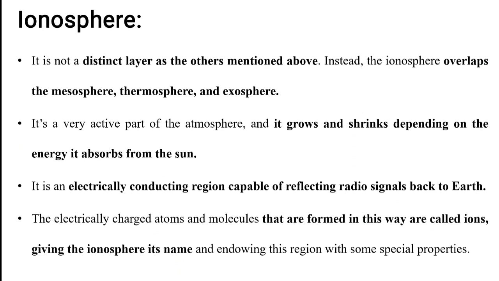Then ionosphere. It is not a distinct layer. Instead, ionosphere overlaps the mesosphere, thermosphere and exosphere. It is a very active part of atmosphere and grows and shrinks depending on the energy it absorbs from the sun. It is an electrically conducting region capable of reflecting radio signals back to the earth. The electrically charged atoms and molecules found in this region are called ions, giving the ionosphere its name and endowing this region with some special properties.